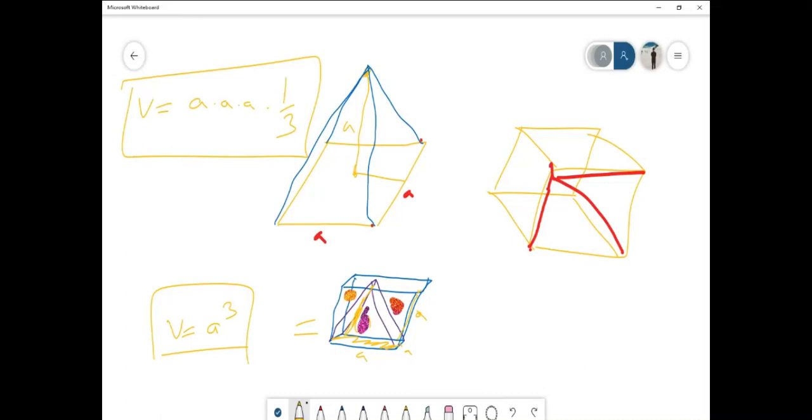We have one more shape which is called a sphere. It's like a ball. Is the first one a square-based pyramid or a rectangle-based one? If this length is A and the other length is A, it means they are equal. So that means it's square-based. Square-based, okay.